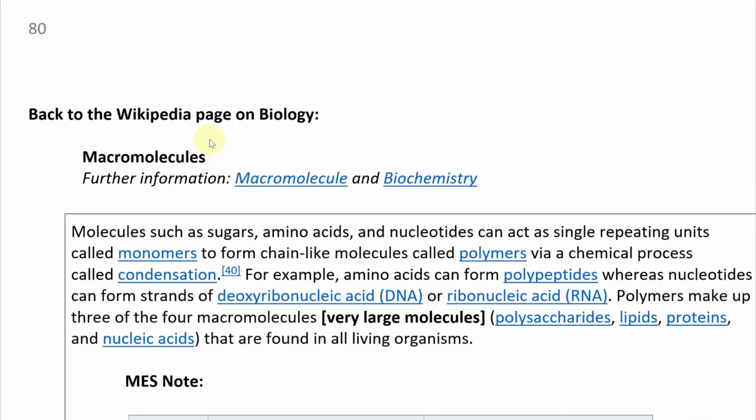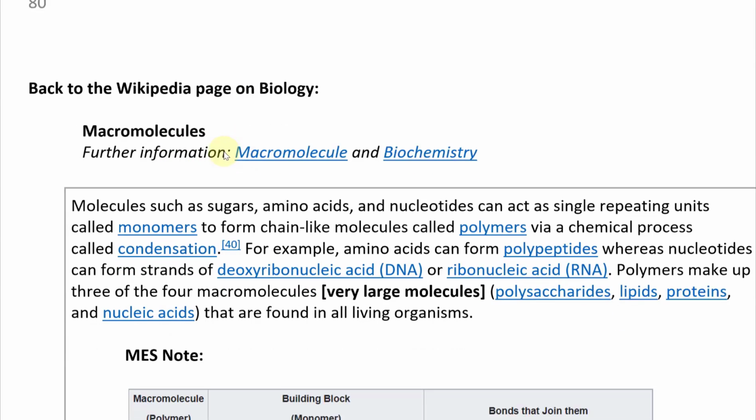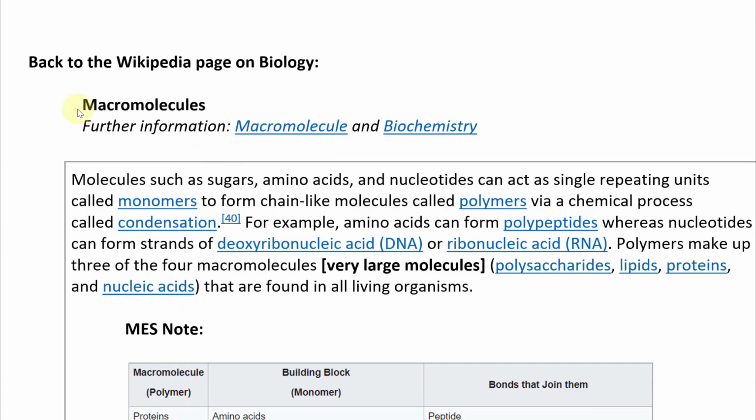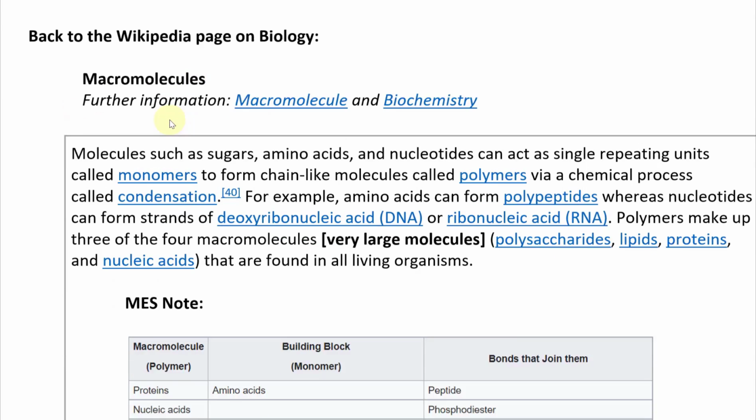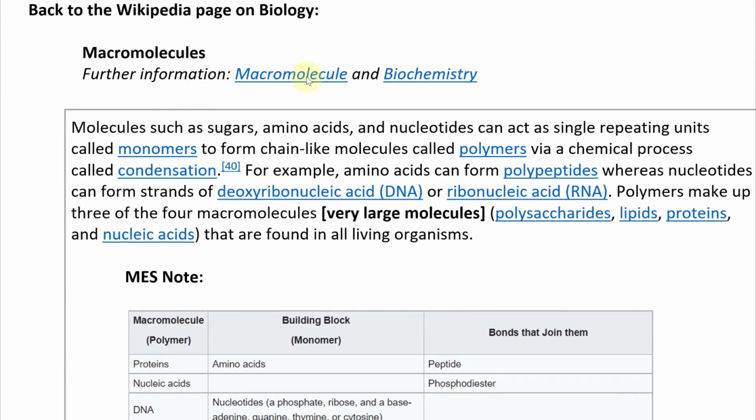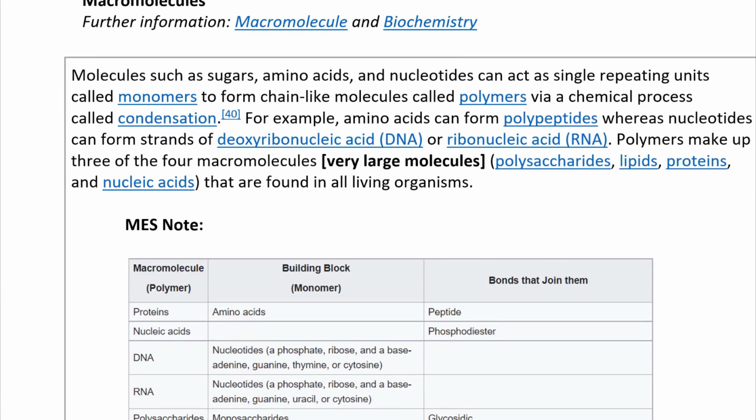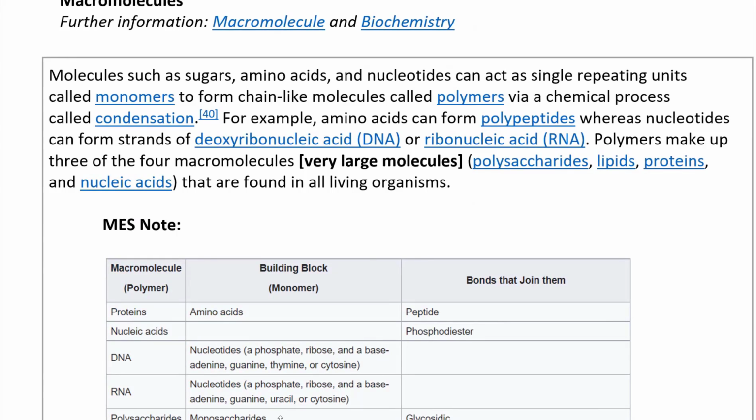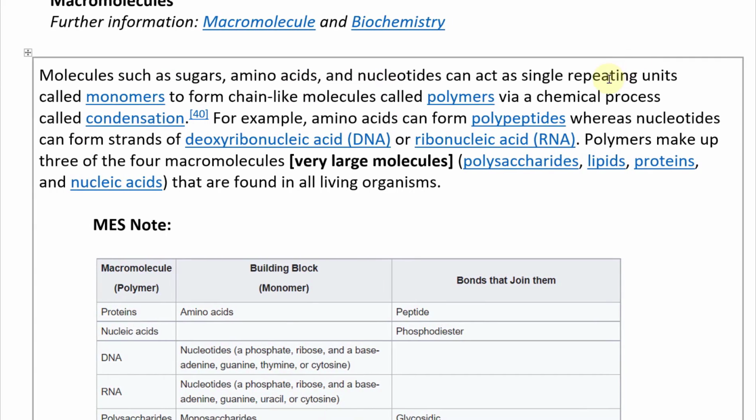Now let's get back to the Wikipedia page on biology, and this time look at macromolecules. Further information is in the macromolecule or biochemistry wiki articles. So let's go over here. Molecules such as sugars, amino acids, and nucleotides can act as single repeating units called monomers to form chain-like molecules called polymers via a chemical process called condensation.